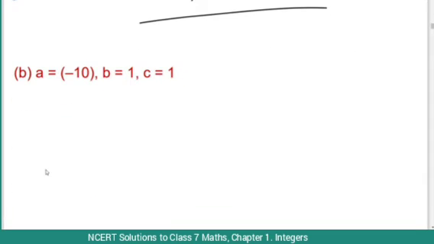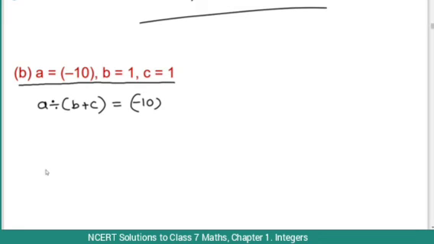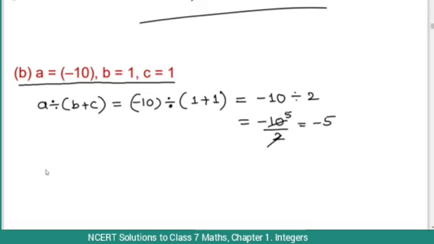B, A is given as minus 10, B as 1 and C also 1. First I will take the LHS value, that is A divided by B plus C, equal to minus 10 divided by 1 plus 1, which is equal to minus 10 divided by 2, since 1 plus 1 is 2. Two fives are ten, so it is minus 5.